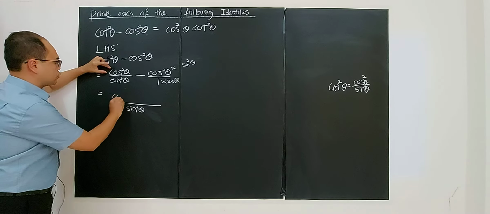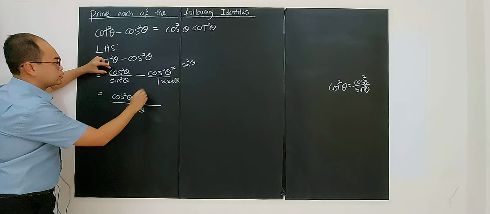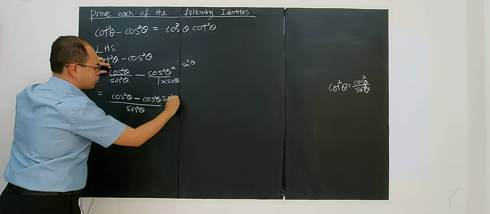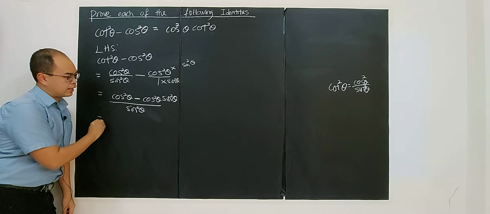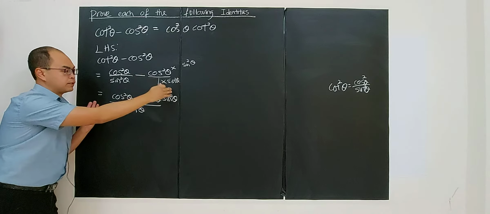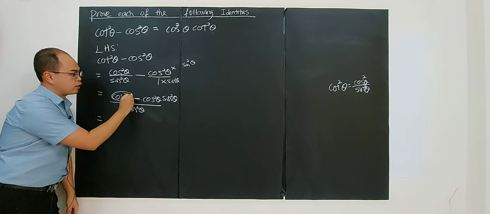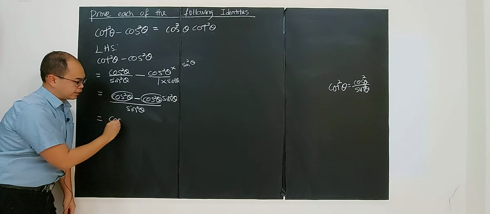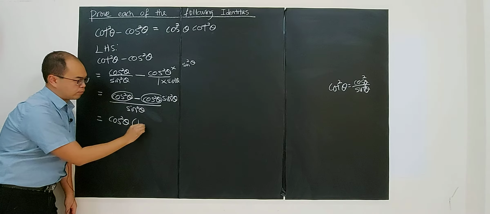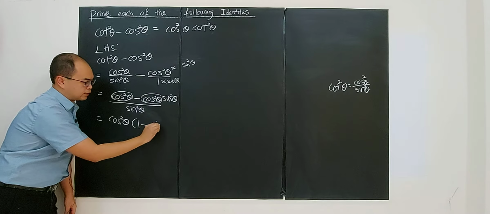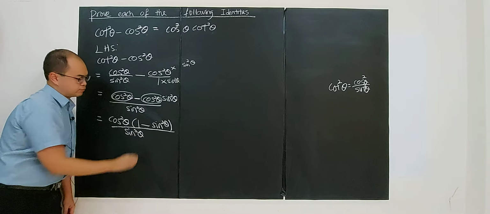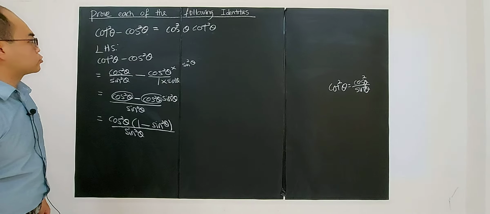And so you have cos square theta minus cos square theta sin square theta, right? We have already combined this into a single term, two terms become one term here. So then cos square theta is a common factor. I factor out the cos square theta, then I have 1 minus sin square theta divided by sin square theta.